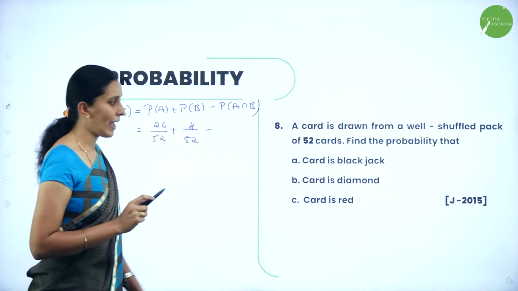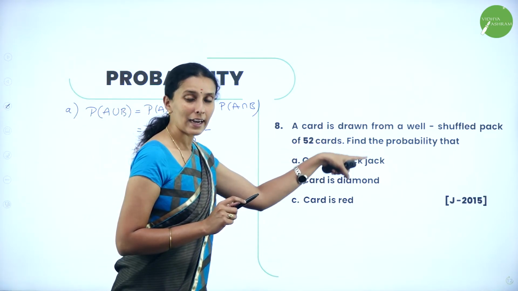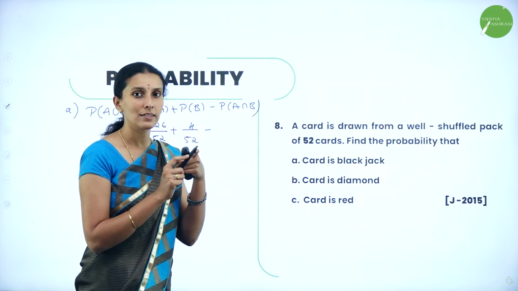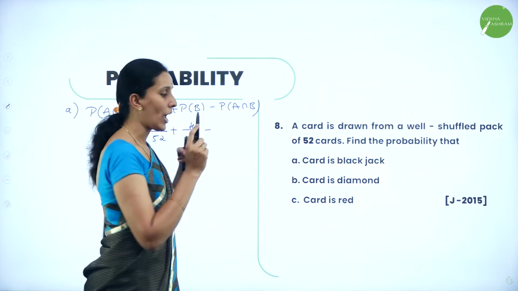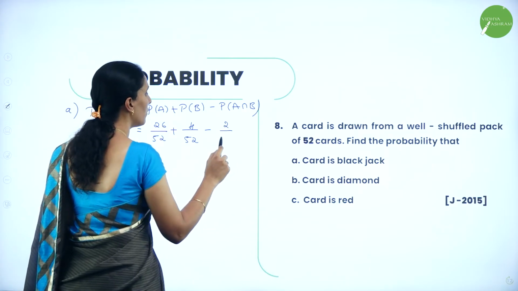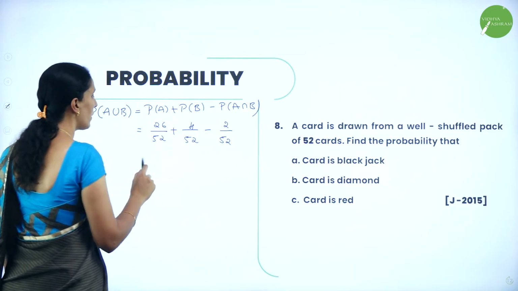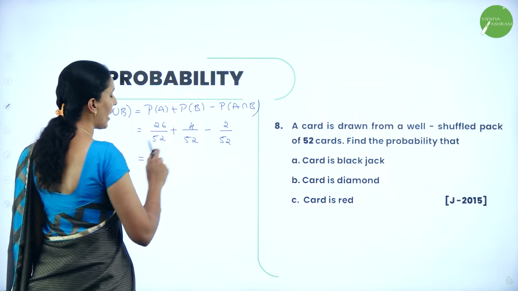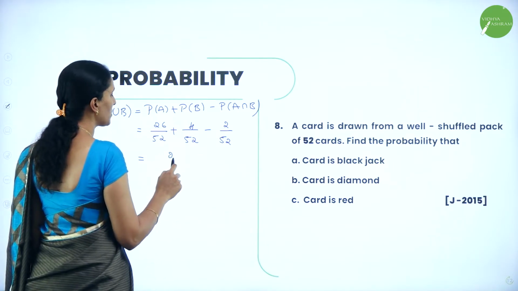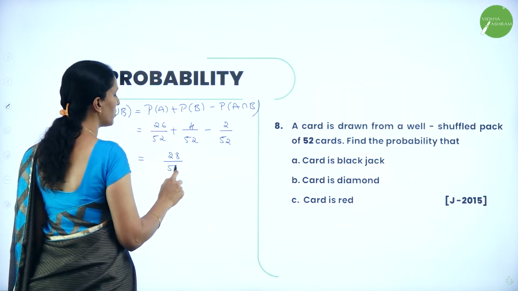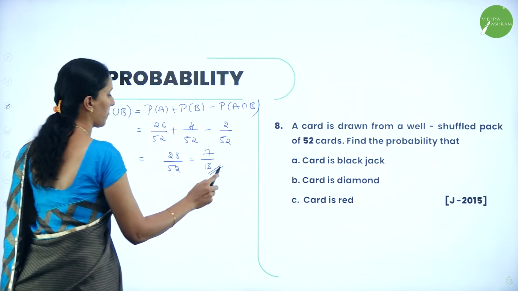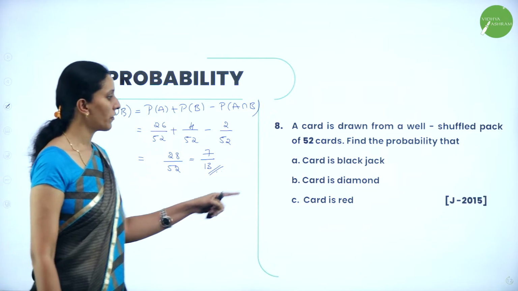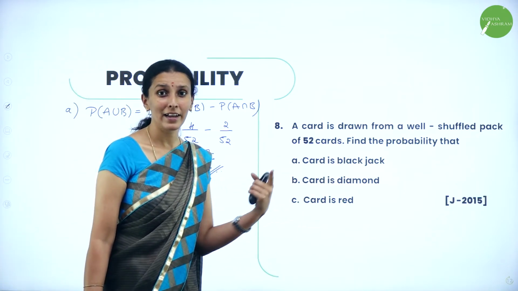How many cards do we have where it is both black and jack? We have 2 black suits, one is spade and another one is club. So we have 2 jack cards, out of 52. So when you add it and subtract 2, the value is 28 by 52, so that is 7 by 13. So this is the probability of getting a black or jack card.